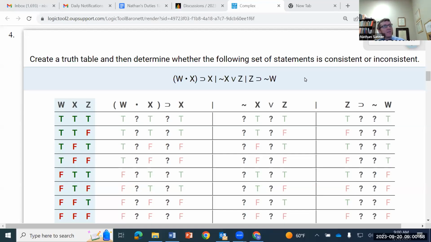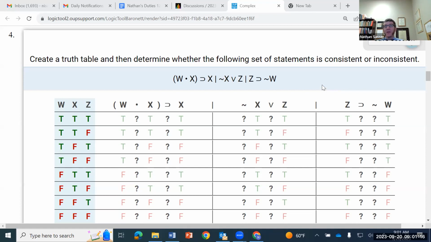This is 7F2, interactive truth table set 2, and this is number 4. I'm trying to determine whether this set of three compound statements is consistent or inconsistent. So we're just going to run the truth tables like always.